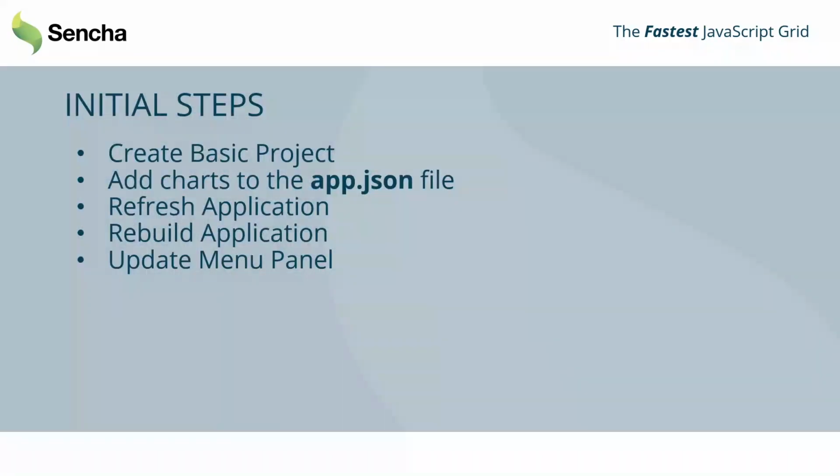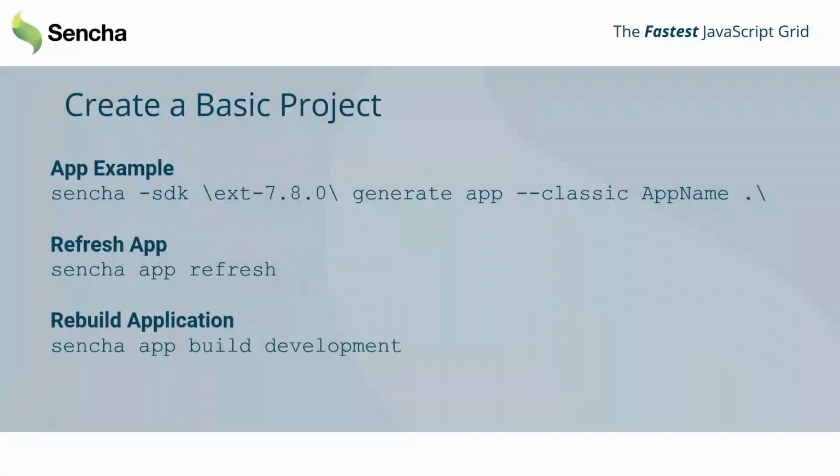Before we actually start, we need to create our project, so we need to follow these initial steps. First, we're going to create a basic Ext JS project. We're going to add the charts module to our application by adding a couple of lines into the app.json file. Then we're going to refresh the application, rebuild the application, and finally update the menu panel.